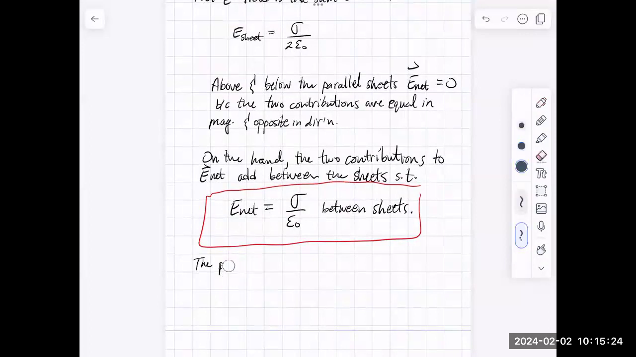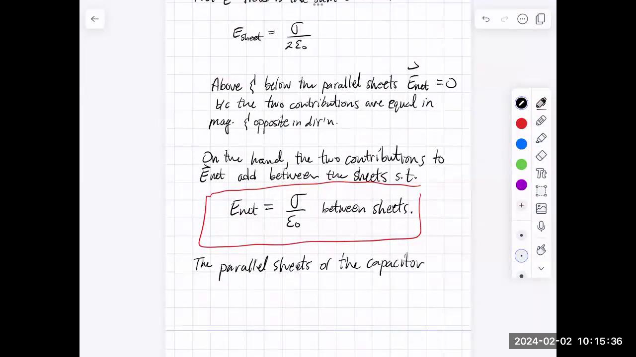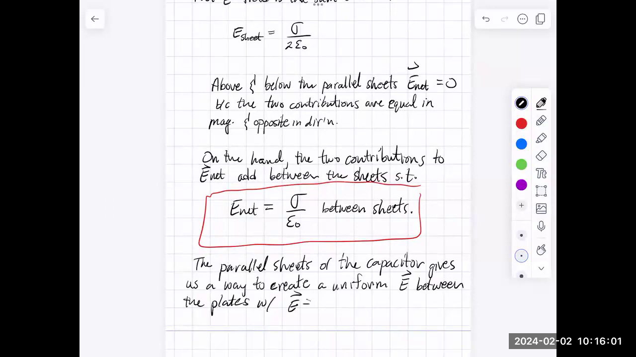Okay, so the parallel sheets, or the capacitor, gives us a way to create a uniform electric field between the plates with E equal to 0 everywhere else.